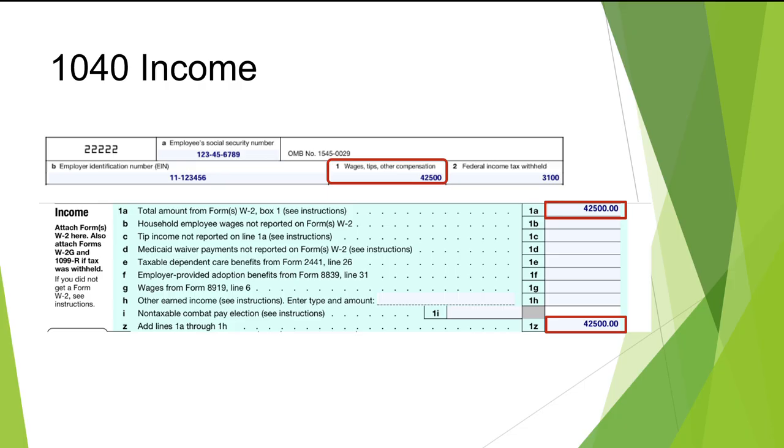Add lines 1A through 1H, and total income is $42,500. But again, Jordan is never going to pay tax on $42,500. That's going to be immediately reduced by the standard deduction, which we'll see more about in a subsequent slide.